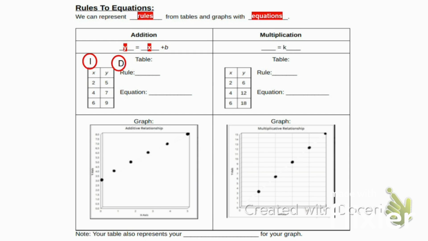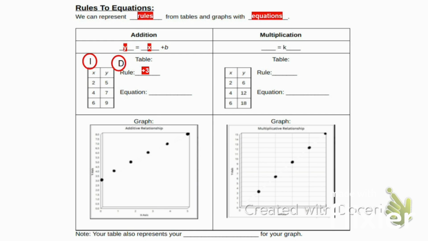So how would I go from 2 to 5, from 4 to 7, and from 6 to 9? The only way that I can think of would be to add. And if I'm adding to 2, I would have to add 3. To go from 4 to 7, I would have to add 3. To go from 6 to 9, I would also have to add 3. Since all of those rules are the same, our rule would be to add 3.